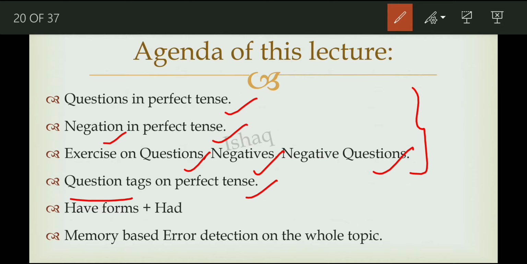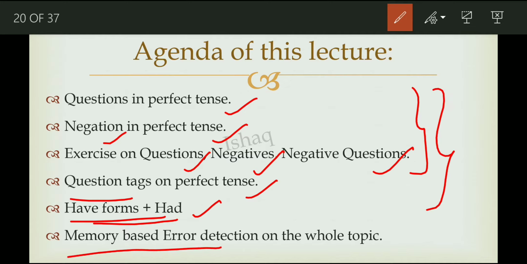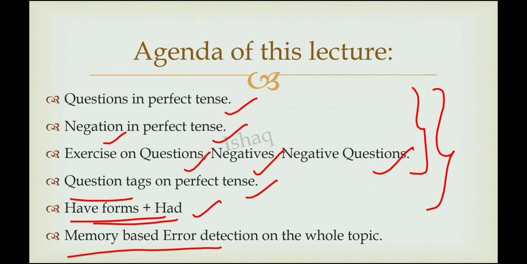And when you see have forms plus had, there will be a slight confusion among students when they see two have forms, two helping verbs together, like has had, have had, or had had. When they see such words together, they get confused. After seeing this video, that confusion will be cleared. At the end of this video, after discussing all these topics, we will see memory based questions like error spotting questions or sentence improvement questions which were asked on have forms of verbs. So we'll go into our first topic, that is questions in perfect tense.